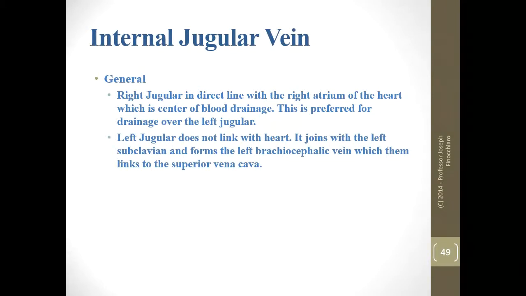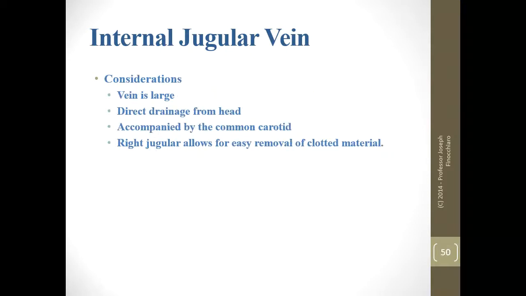Generally, the right jugular is in direct line with the right atrium of the heart, which is the center of blood drainage. This is preferred for drainage over the left jugular. The left jugular does not link with the heart. It joins with the left subclavian, forms the left brachiocephalic vein, which then links to the superior vena cava. So not as easy to get stuff into the center of drainage.